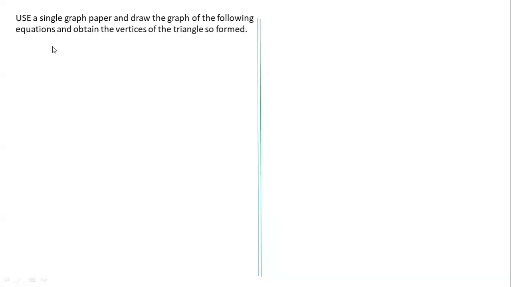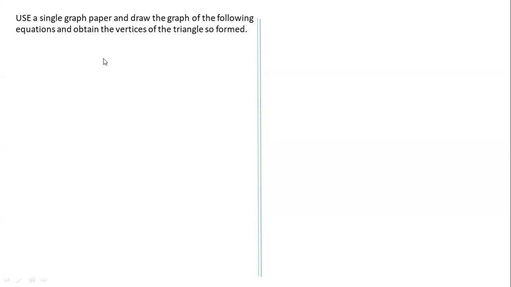Let's take another example. Question number 4. Use a single graph paper and draw the graph of the following equations and obtain the vertices of the triangle so formed. Since you know how to draw the graph, now they add a little more something, that is, obtain the vertices of the triangle so formed.